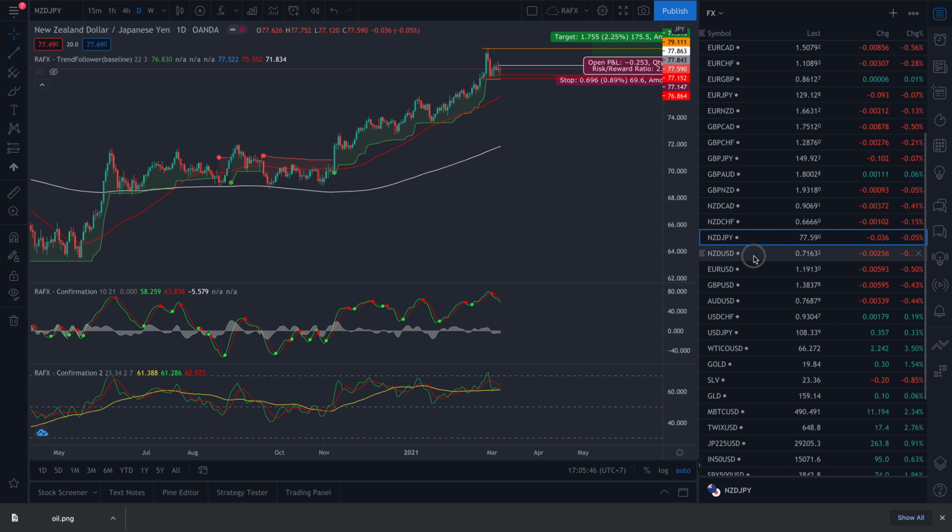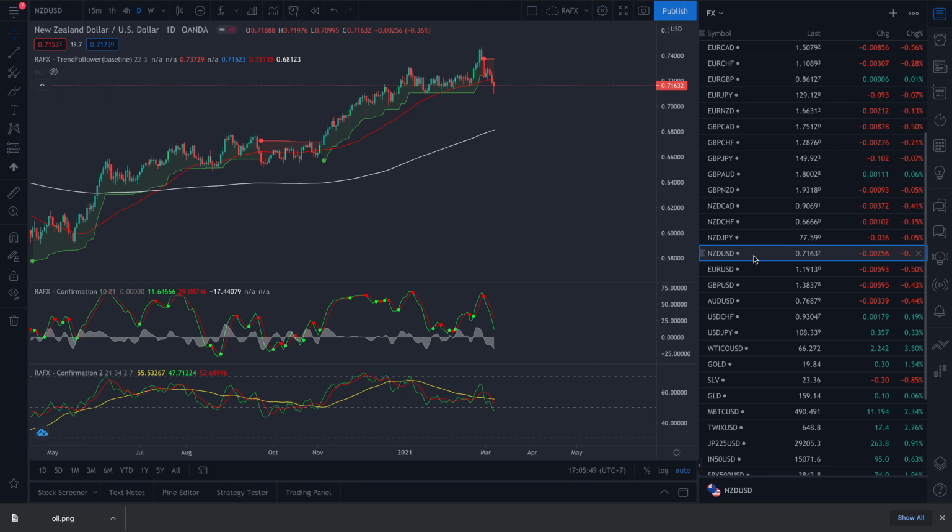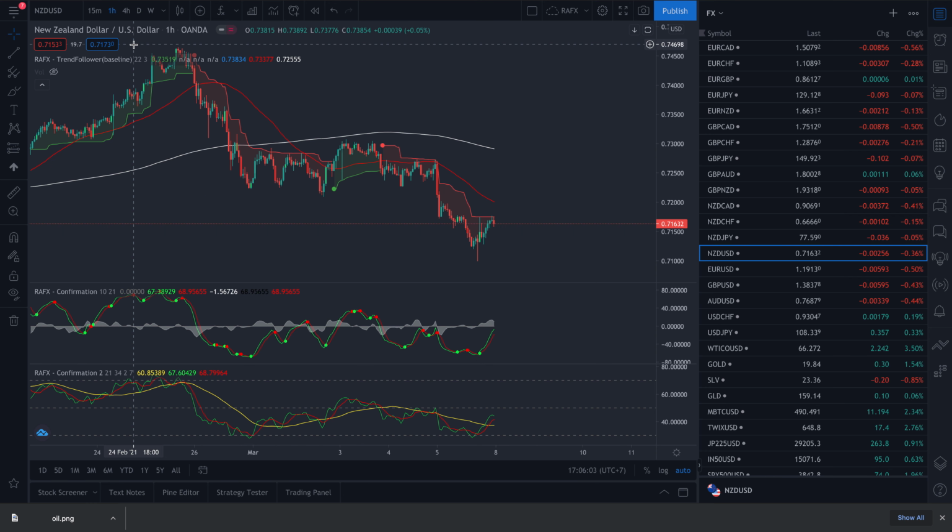So for the majors, I have here the NZD USD. Let's see if we do have one. Okay, so this one is an uptrend for NZD USD. Check if we have a long signal, but obviously we don't have a complete long entry signal yet. Maybe in the trading days next week we may consider taking a long trade on NZD USD.